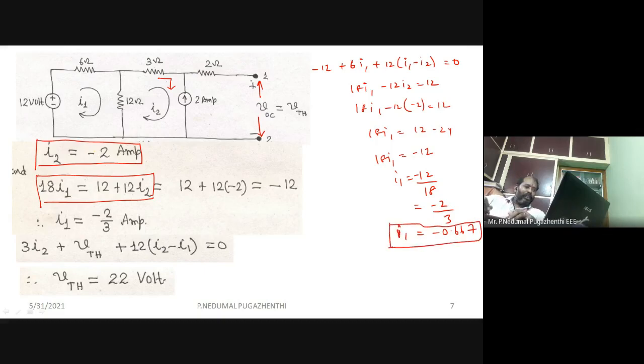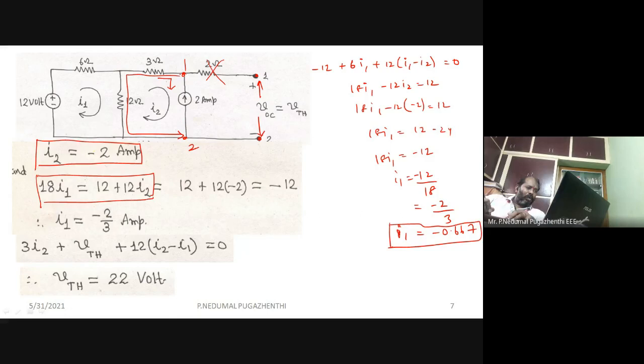Now I am interested in knowing the voltage across terminals 1 and 2. Since no current is going to pass across this 2 ohm resistor, it is not going to be considered. The voltage across this 2 ampere current source is going to be V Thevenin, but I cannot directly say what that voltage is. So what are the elements connected across this particular 1 and 2? A 3 amps source is connected and a 12 ohm resistor is connected.